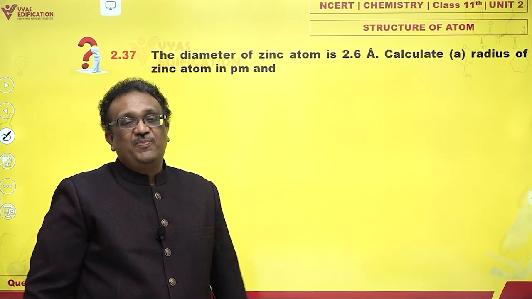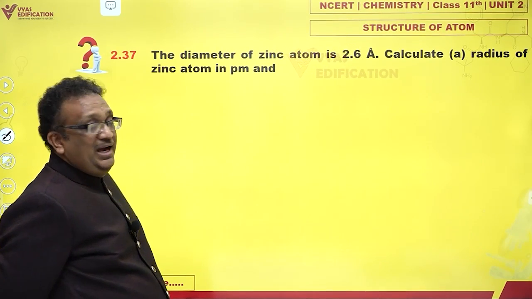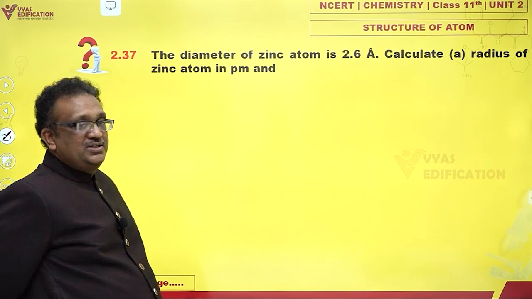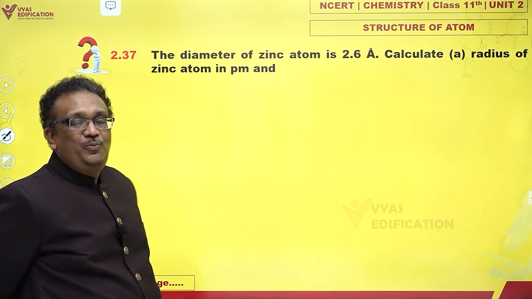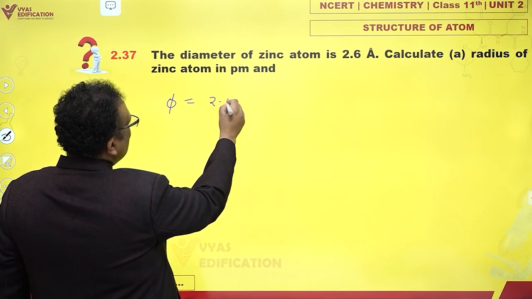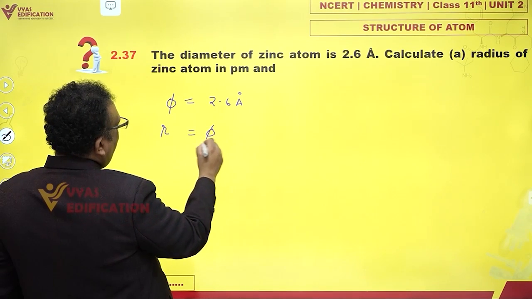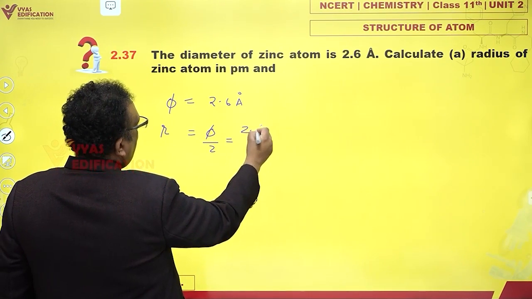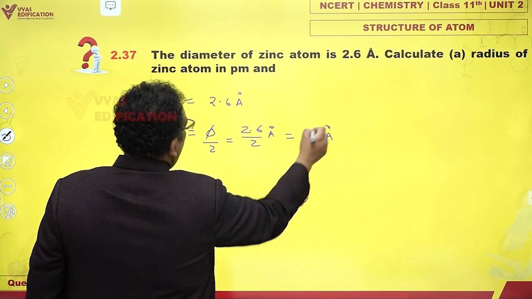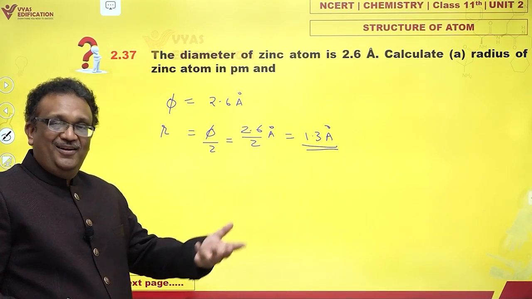One more common sense based question on very similar lines. It says the diameter of a zinc atom is 2.6 angstrom units. Calculate the radius of zinc atom in pm. Now, we can't stoop lower than this. I'm given the diameter. Oh my God, how tough it is. It is the height of stupidity. And radius is diameter by 2, which is 2.6 upon 2. This is 1.3 angstrom units. Yes, this is so tough. This is so dumb. But yes, we have it. Let's take it.